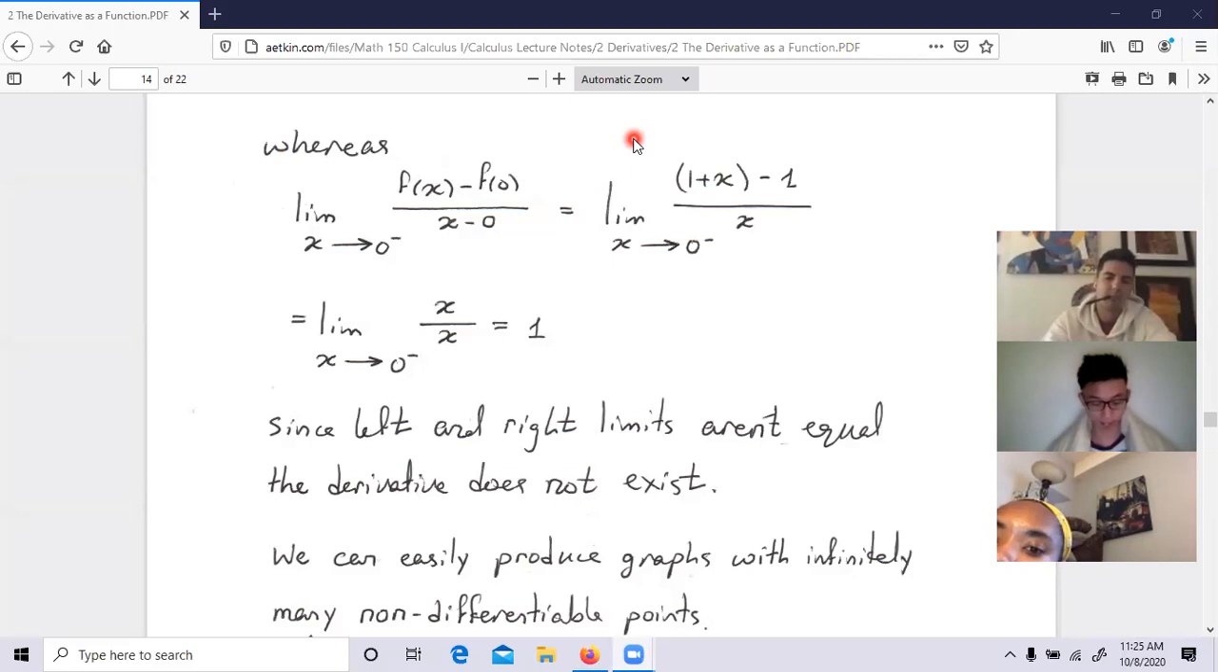So, can you see it? Tell me, points of non-differentiability. Can I have infinitely many points or not?